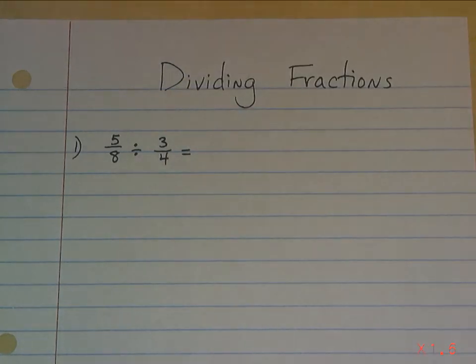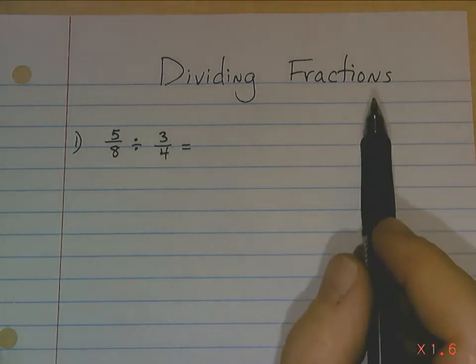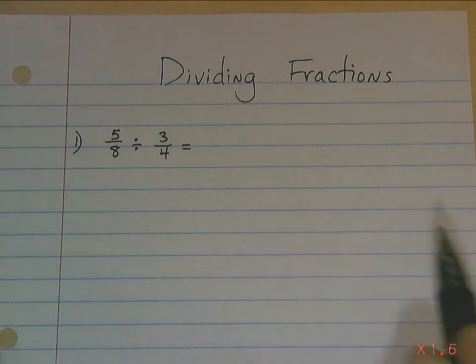Okay, so typically dividing fractions is pretty easy, comparatively speaking. Most students would rather multiply and divide fractions than add and subtract them. When you add and subtract them, you have to find a common denominator. For dividing, we don't do that. It's very similar to multiplying. The only difference is we do what we call keep, change, flip.